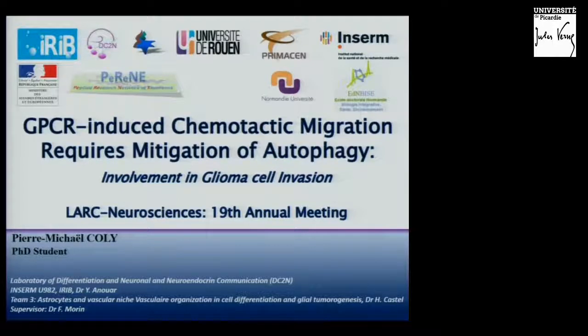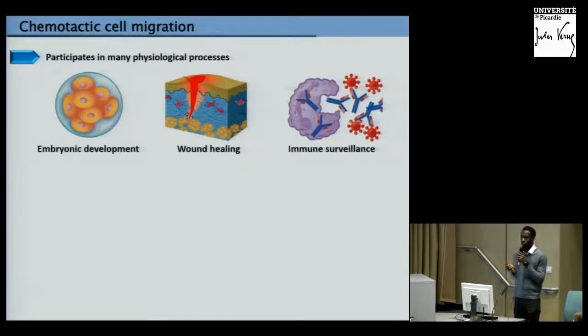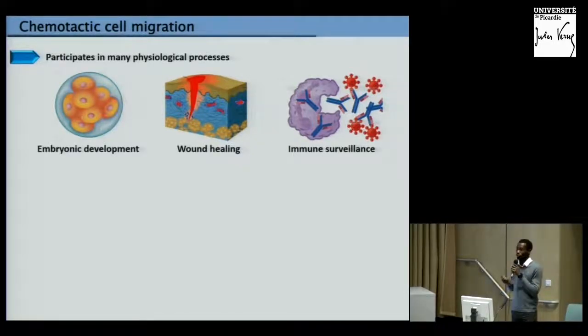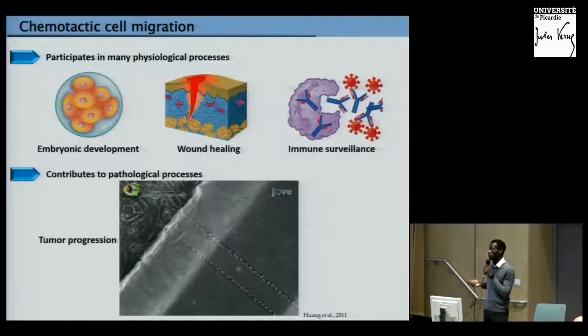I'd like to thank the organizers for giving me the opportunity to present my PhD results obtained so far. This work deals with the regulation of autophagy by chemotactic GPCRs and its potential involvement in glioma cell invasion. Now, chemotactic cell migration is a key aspect of many physiological processes, such as embryonic development, wound healing, or immune surveillance. But it also takes part in a few pathological processes, such as tumor progression.